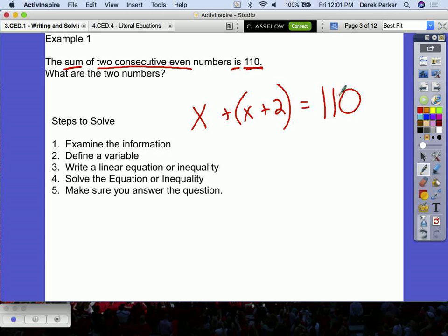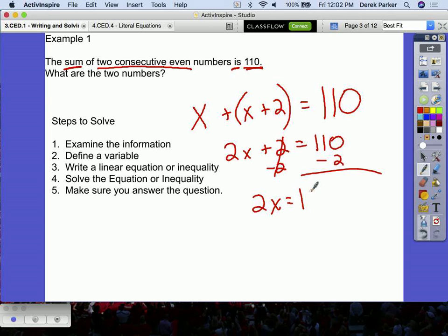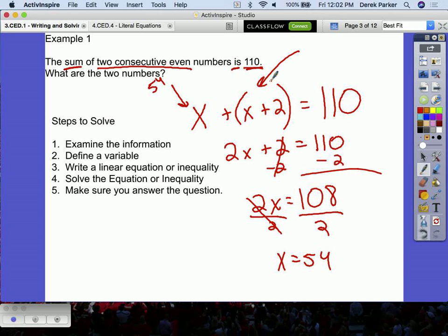Now, I'm going to combine like terms, and I get 2x plus 2 equals 110. Subtract 2 from both sides. 2x equals 108. Divide both sides by 2. x equals 54. So this is 54, and then my next integer is 56.